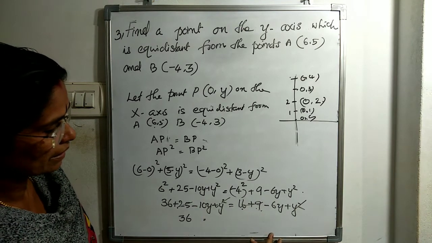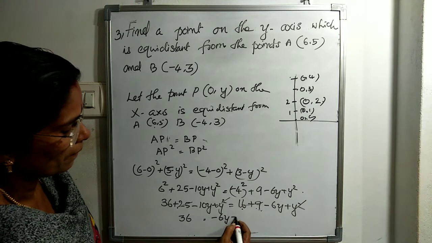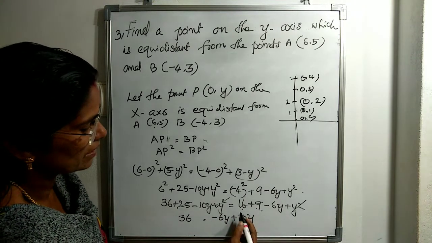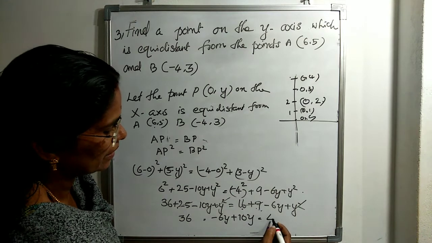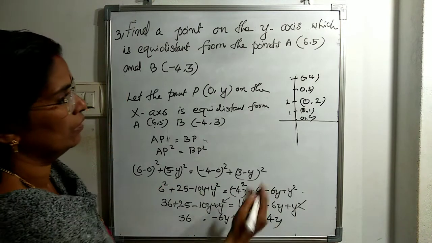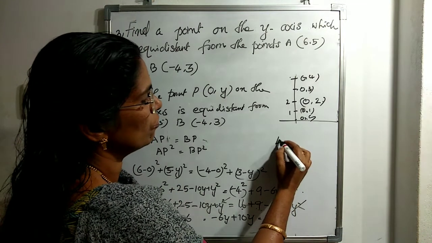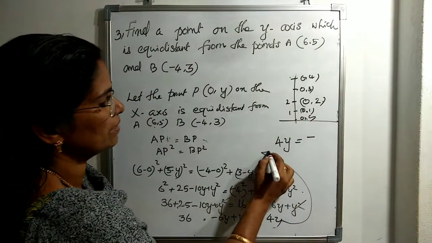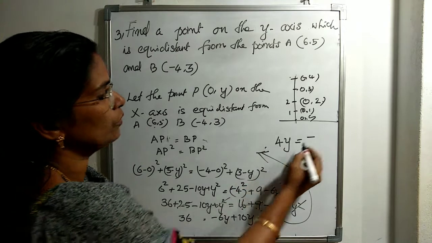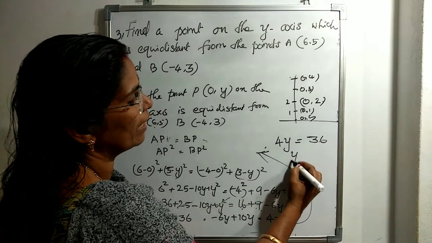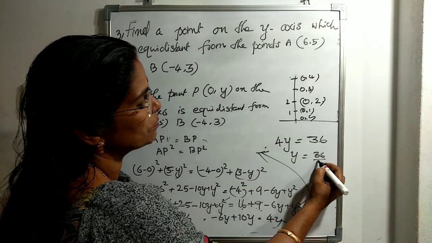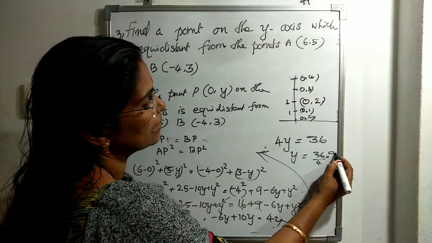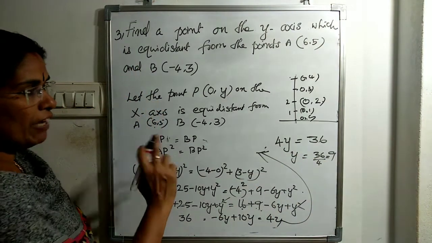We can take this 10y to the right side. Then minus 6y plus 10y, that is minus 6 plus 10, it is 4y. So 4y is equal to 36, or y is equal to 36 by 4. The answer is 9. So the y value is 9.